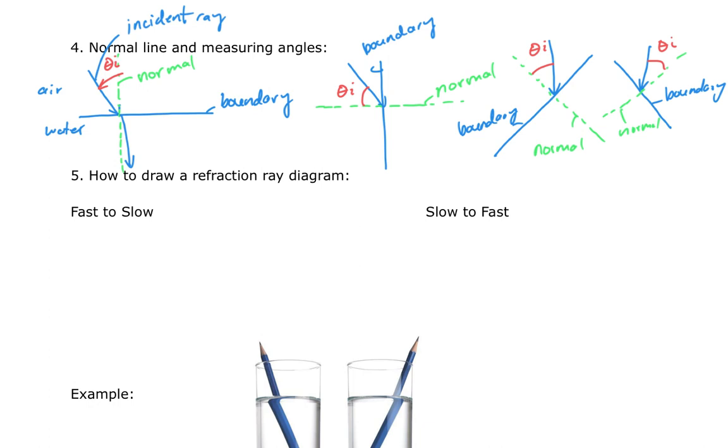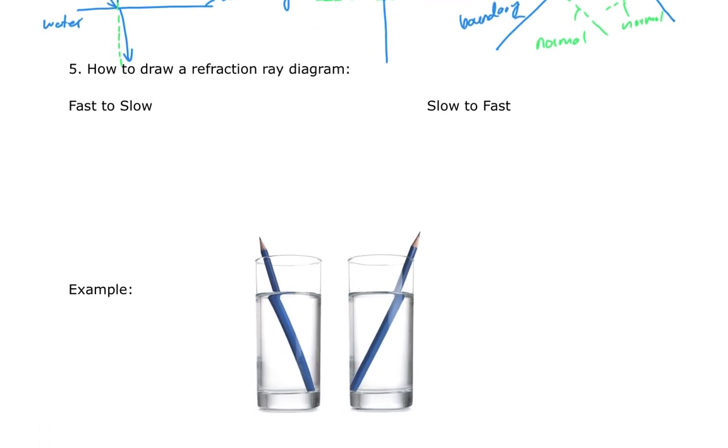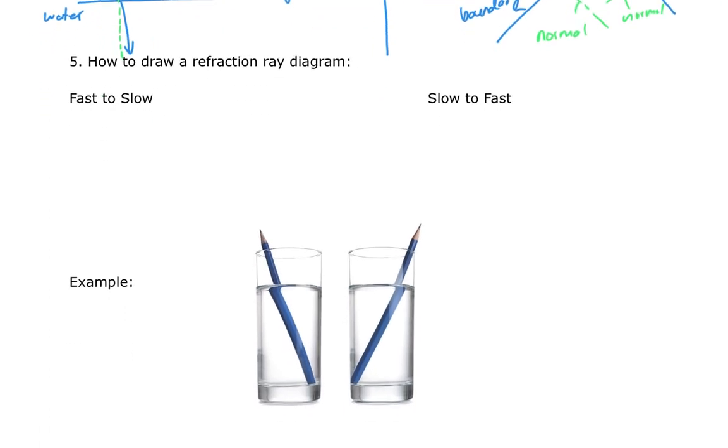Now, we know that we're going to get some bending. And we're going to break this up. We're going to watch a video and they're going to talk about Snell's law. There's a way to figure out exactly how much the light ray is going to bend depending on the angle that it's hitting the boundary at. But we're just going to take some generalizations first.